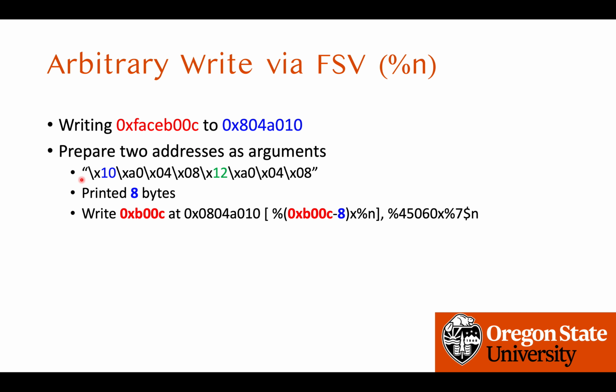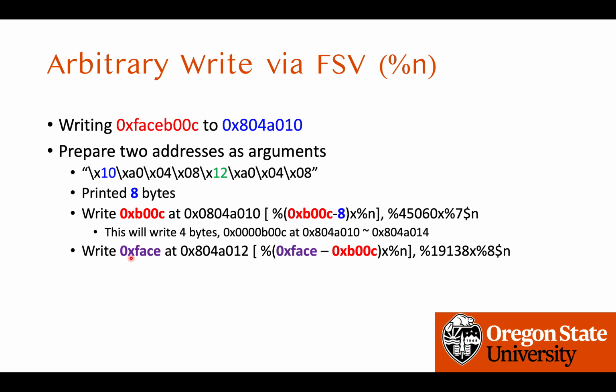And because we have the 2 arguments, it already printed 8 bytes. So what we need to do is print B00C minus 8 characters with %x. So that's this number. Then use this argument to store the value with %n. So it will store exactly B00C, actually 0000B00C, these 4 bytes, to this range.